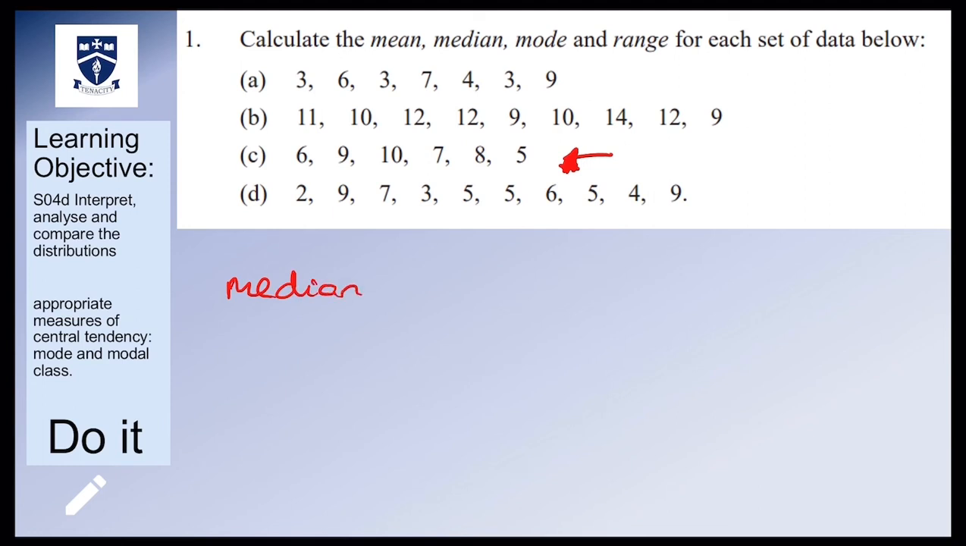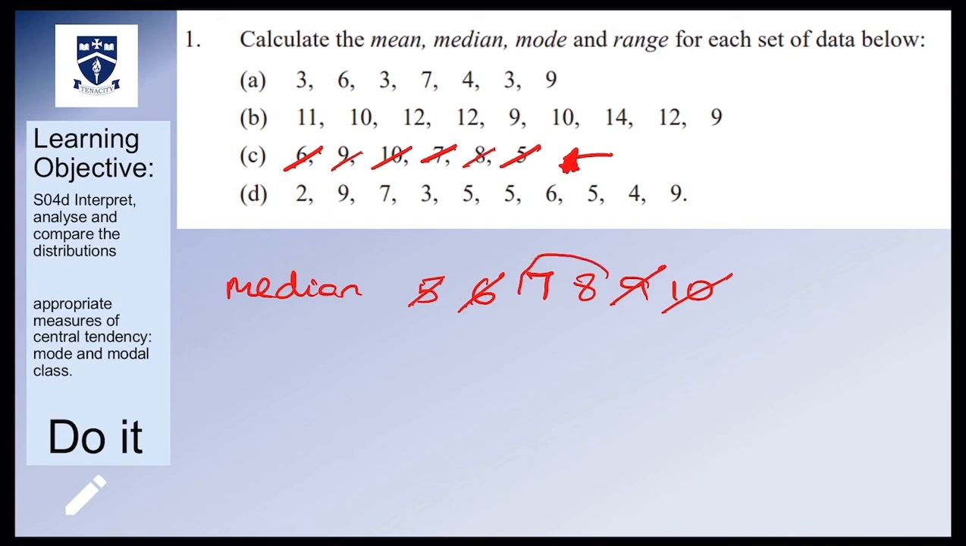So the smallest number is a 5. The next smallest is a 6. The next smallest is a 7. Then an 8, a 9, and a 10. Now I've got them in order. I can do exactly the same as I did earlier. Cross out the smallest one, cross out the biggest one, cross out the smallest one, cross out the biggest one.